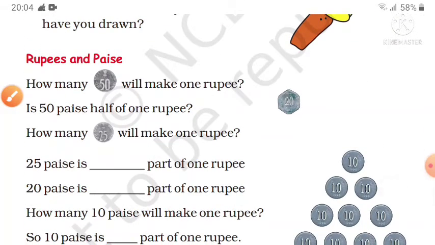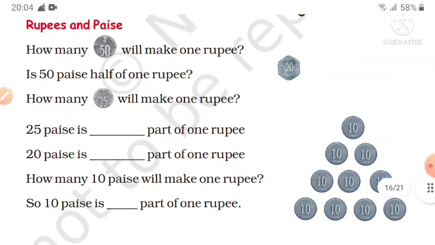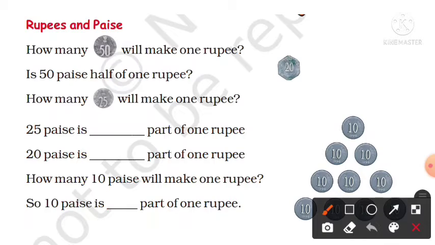Now the next part is rupees and paisa. Here look at it very carefully. How many 50 paisa will make 1 rupee? Very simple. 2 50 paisa coins make 1 rupee coin. Next, is 50 paisa half of 1 rupee? Yes, 50 paisa is half of 1 rupee.